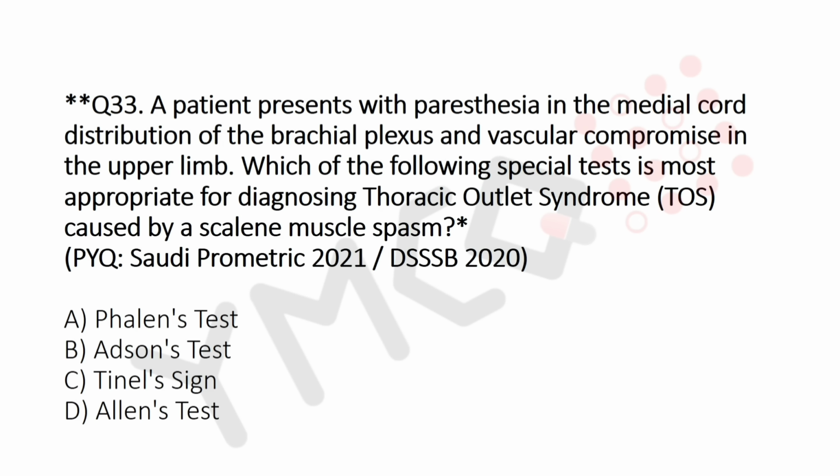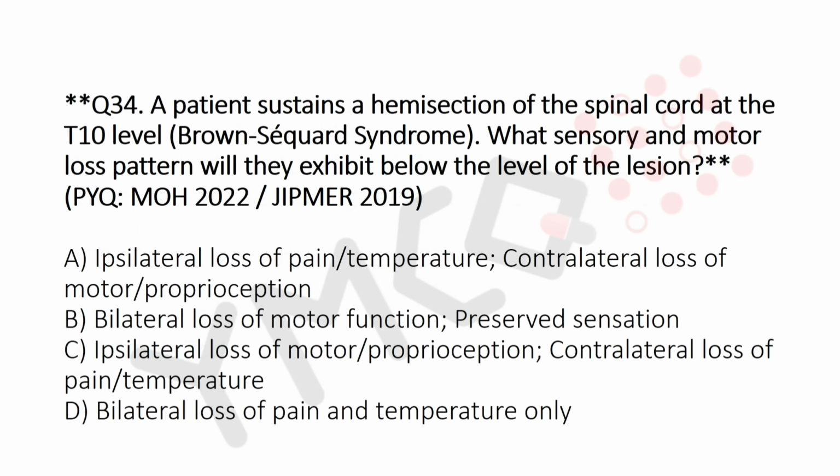And the answer is option B, Adson's test. This test specifically checks for the compression of the neurovascular bundle between the anterior and the middle scalene muscle by having the patient extend and rotate their head towards the tested side. Okay.